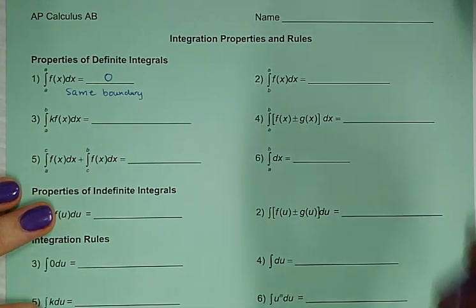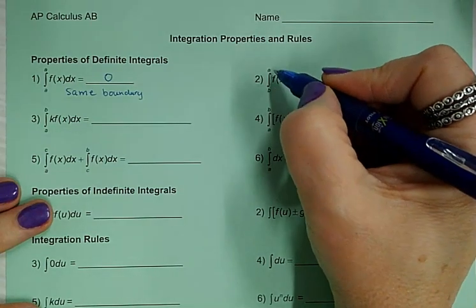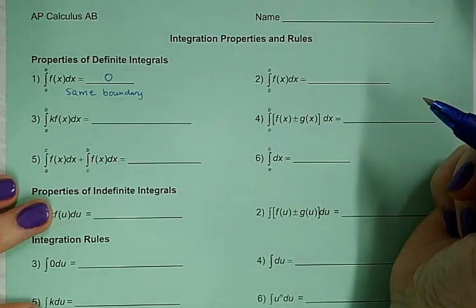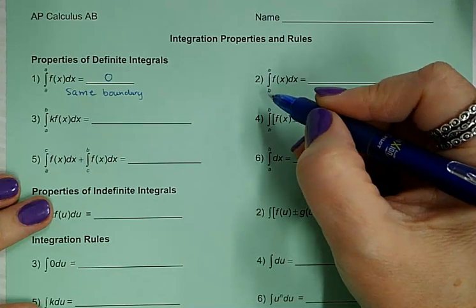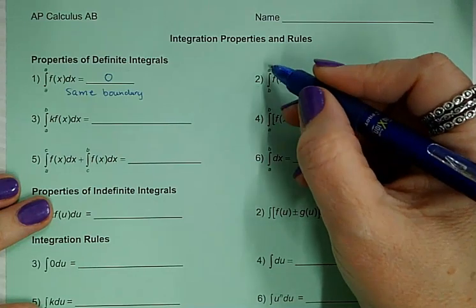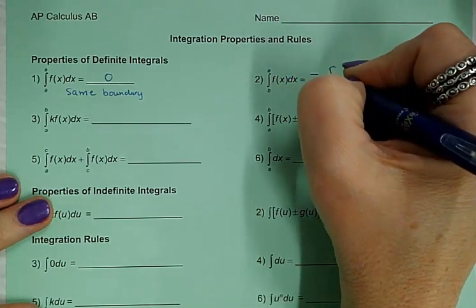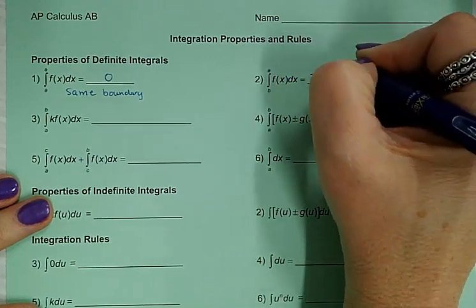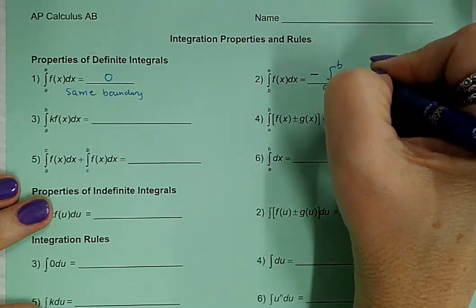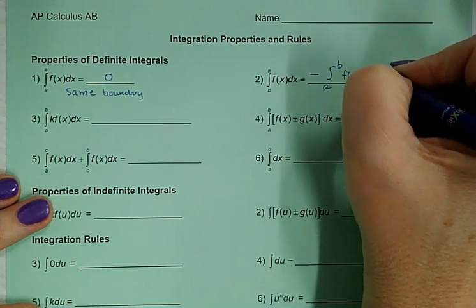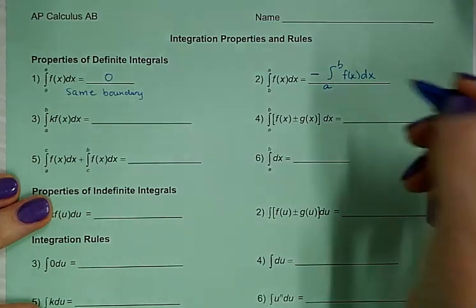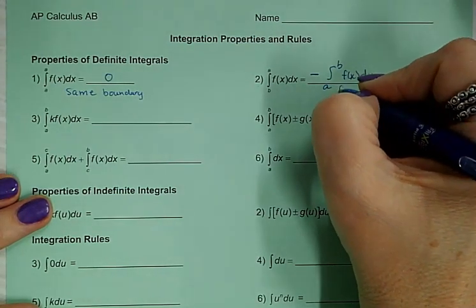Number 2, notice here it says B then A. We know from our definition it has to go A to B. So when we want to flip these boundaries, we use a negative sign, and then we have the boundary from A to B, f of x dx. Okay, so this is when we want to flip the boundaries.